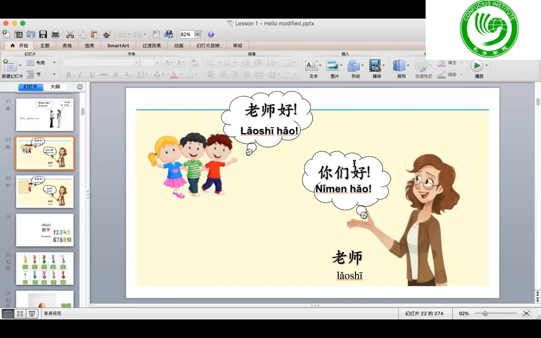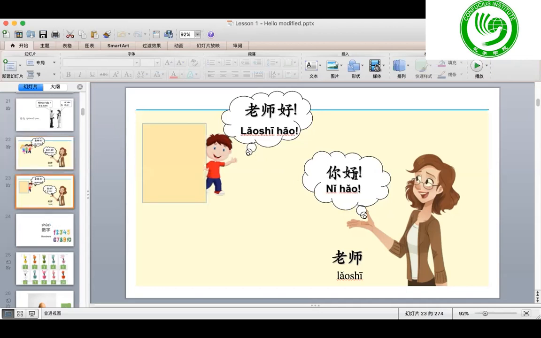Now I'm gonna be the teacher. I say hello to you first, and then you say hello to me. 你们好. 很好. And then you're gonna be the teacher. I'm gonna be the students. You say hello to me. 老师好. Now, you please practice by yourself. 很好.